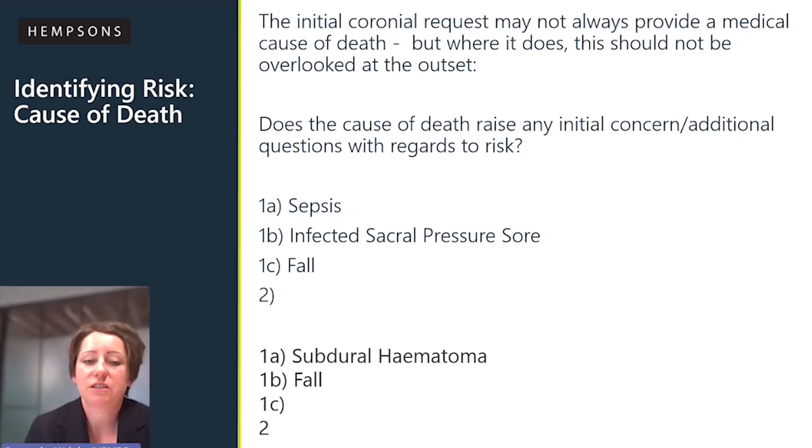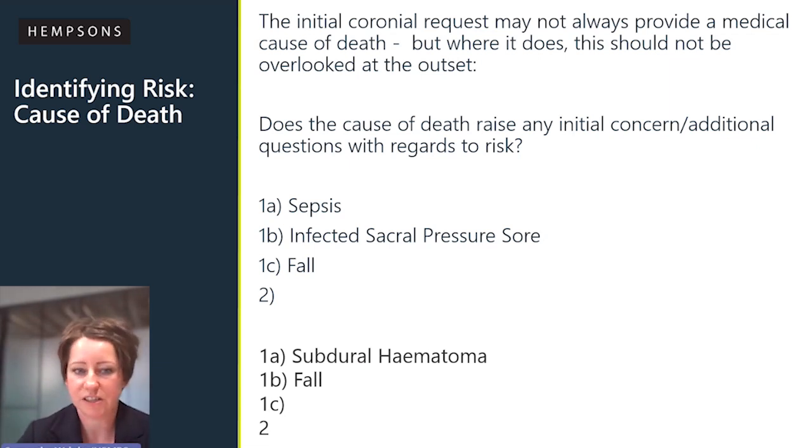And then just in relation to the sepsis itself, we can assume from this cause of death that the infected sacral pressure sore has caused sepsis. Was the sepsis identified? Was it treated? So really you're working backwards from the bottom up, and you're asking all of the relevant questions of the relevant clinicians, right from the outset, just to make sure that you're happy that everything happened in the way that it should have happened whilst this person was in the trust's care.